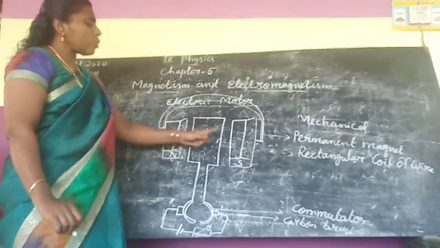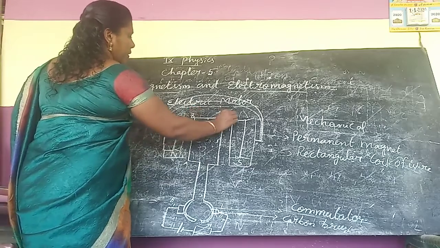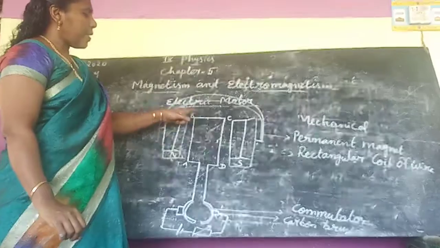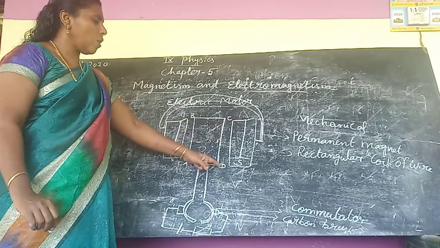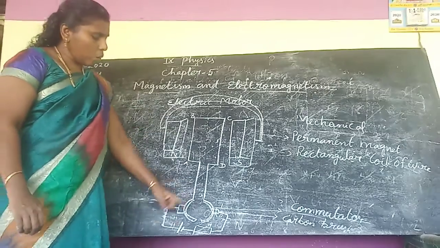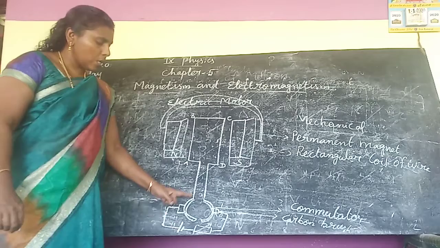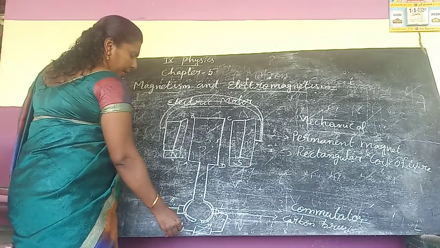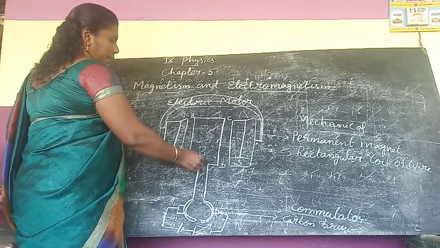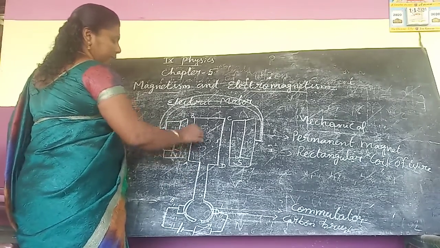Now it consists of two arms: one is A, B, and next C, D. Arm AB is the first one and the second is CD, or DC. Now, you all know the current flows only from the positive terminal of the battery through this conductor. So when the current flows through B and through this coil, A and B, the current direction is like this.